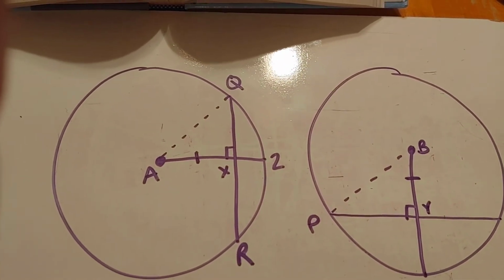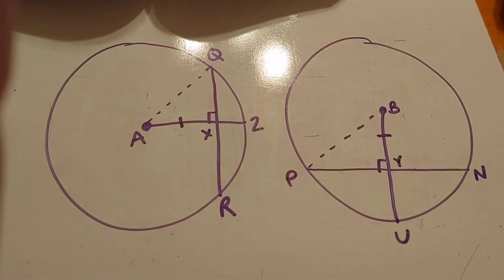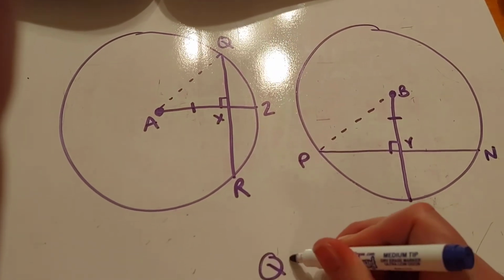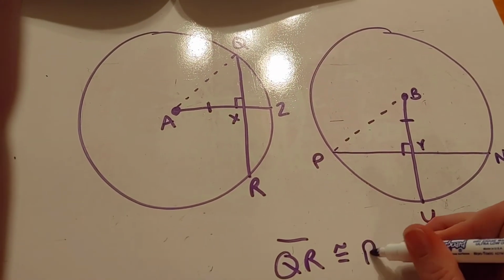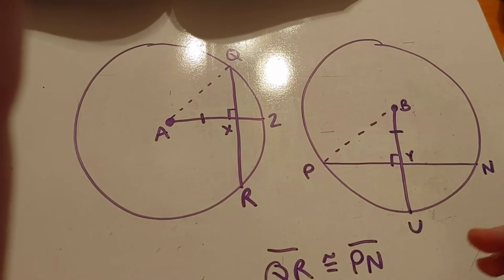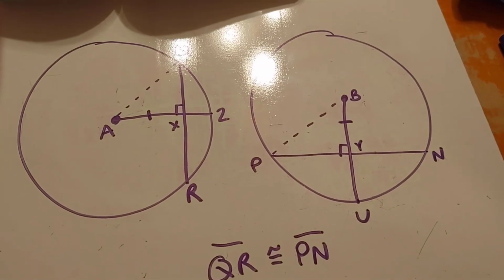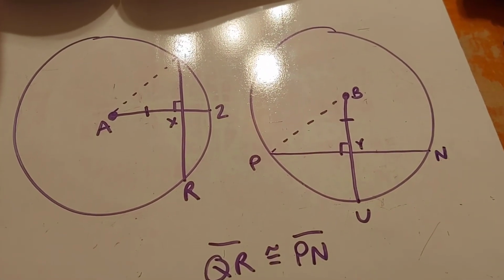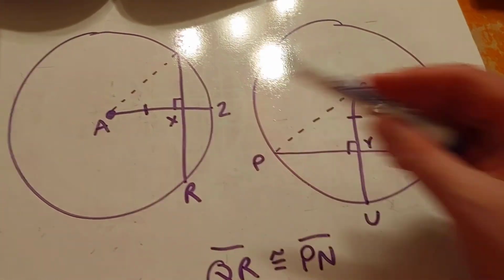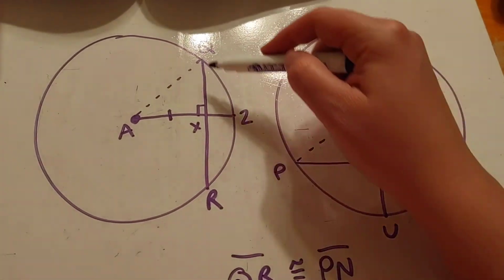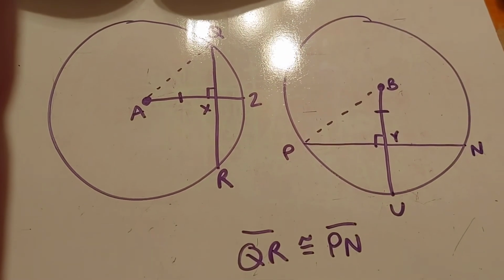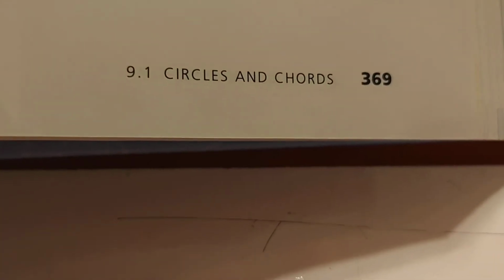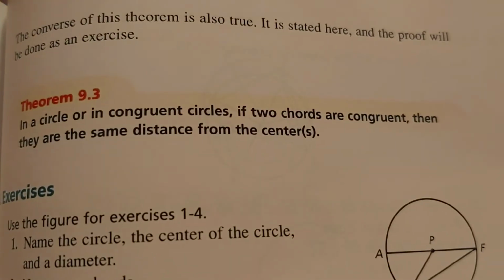If that is the case, that means the chords are congruent, which means that chord QR will be congruent to chord PN. And that's just because they are the same distance from the center of the circle. That means the chords are totally congruent. So if this length were, for example, 10, this length would be 10. If this length were 500, this length would be 500, as long as that distance from the center is the same.